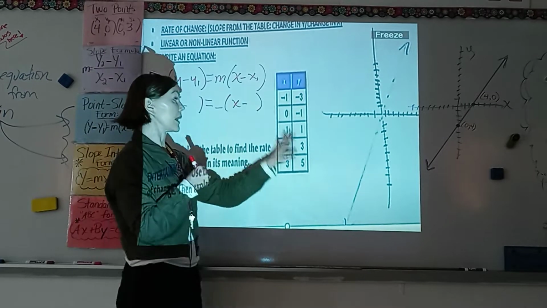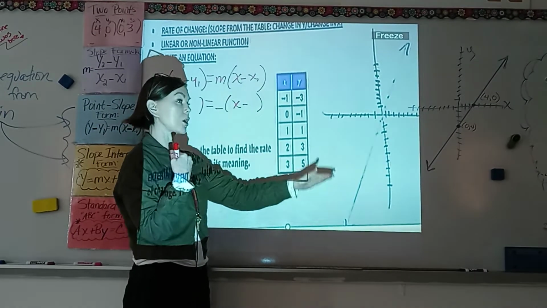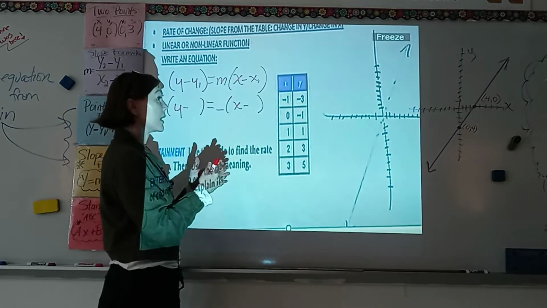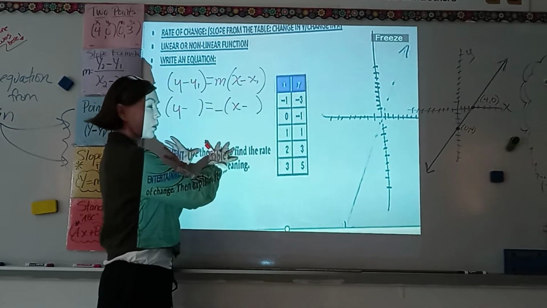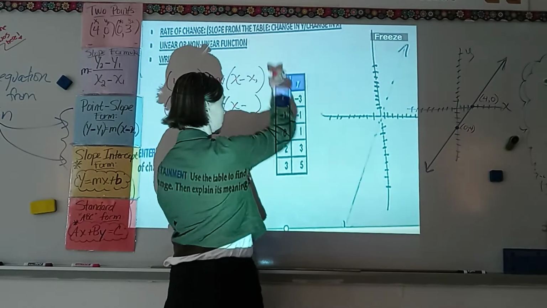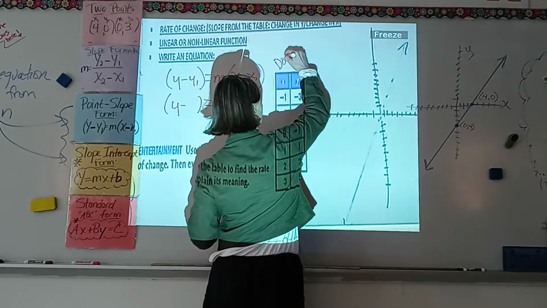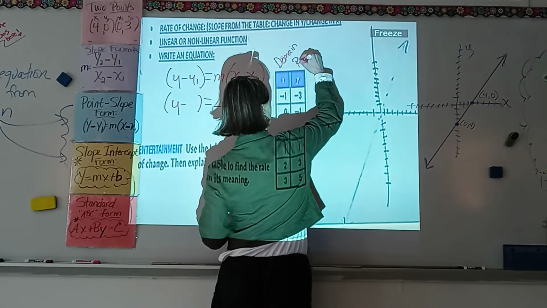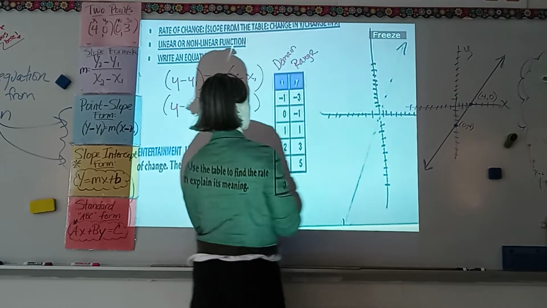We just did writing the equation of a line from a table in slope intercept. Now we're doing writing the equation of a line from a table in point slope form. And just as a reminder, once again, your x values are your domain, and your y values are your range.